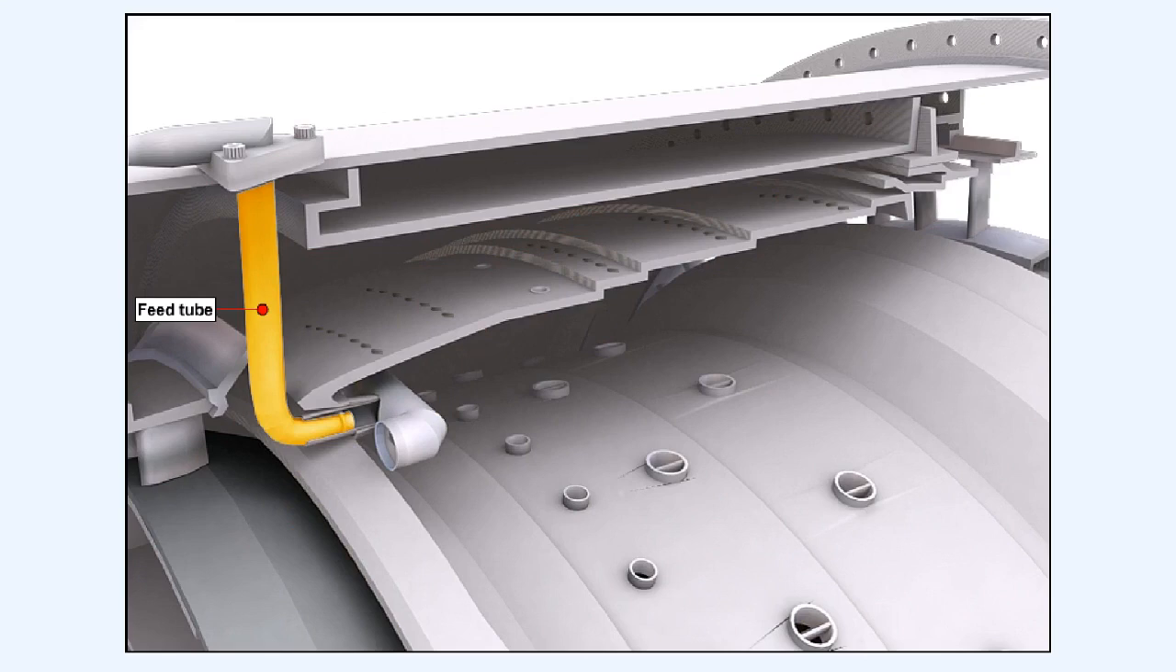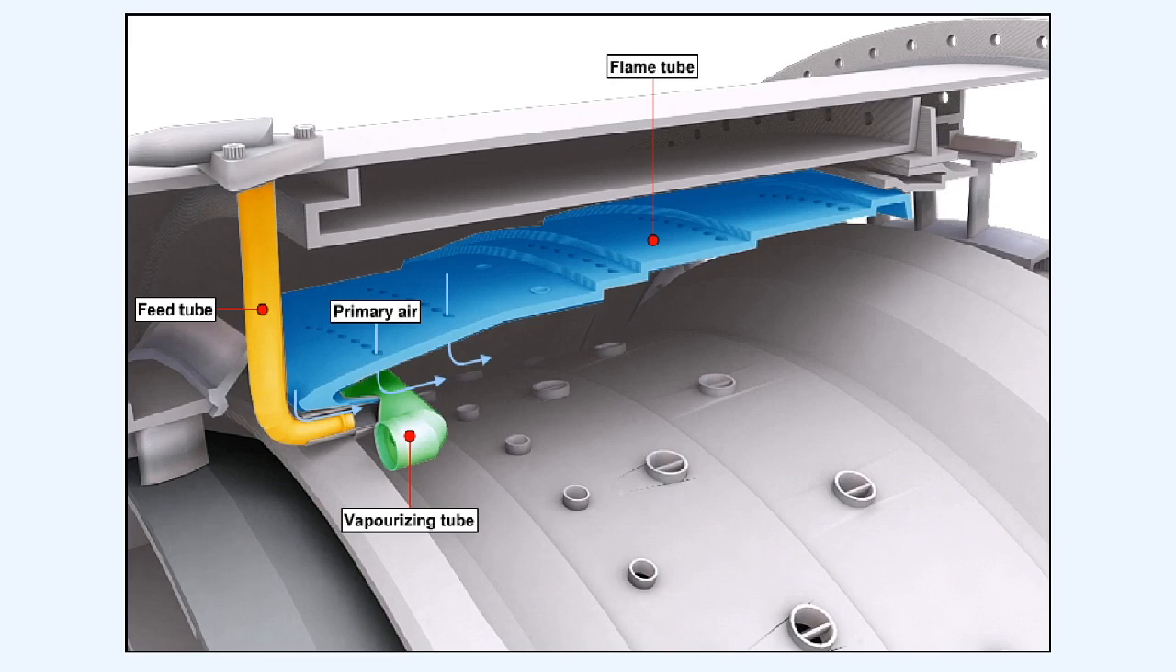In the vaporizing tube method, illustrated here, the fuel is sprayed from feed tubes into vaporizing tubes, which are positioned inside the flame tube. Primary air is fed into the flame tube through the fuel feed tube opening, and also through holes in the flame tube entry section. The fuel is turned through 180 degrees, and as the vaporizing tubes are heated by combustion, the fuel is vaporized before passing into the flame tube. This concludes the lesson on combustion chambers.